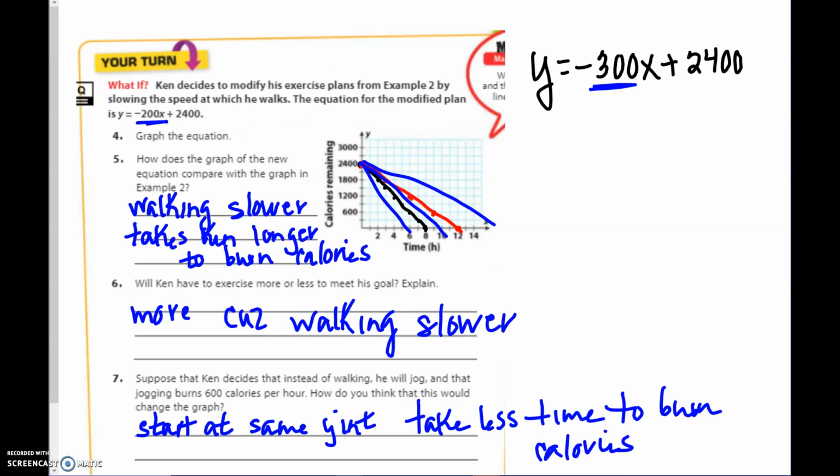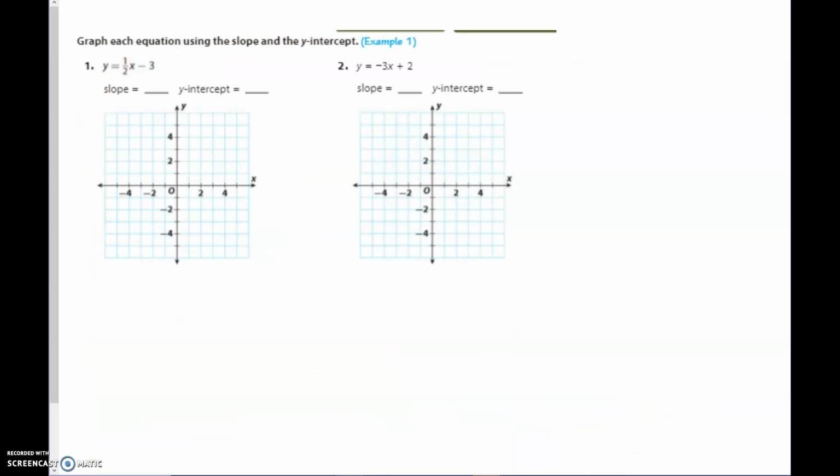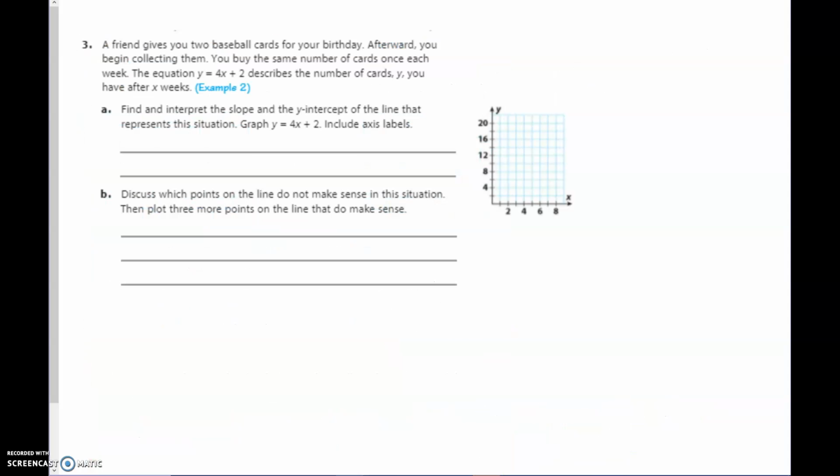All right, let's go look at another sample problem here. Okay, this is the one I want to go through. So a friend gives you 2 baseball cards for your birthday. Right now you are starting off with how many baseball cards? What is your friend giving you? Your friend is giving you 2 baseball cards.